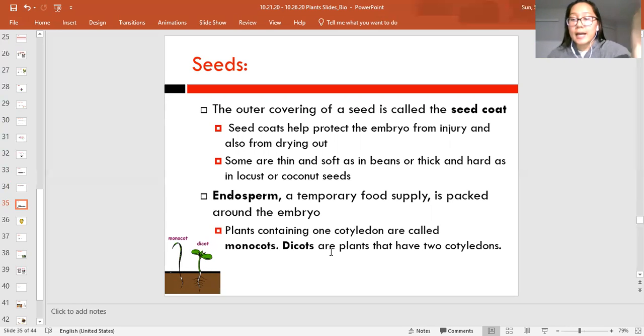Okay? Dicots are plants that have two cotyledons. So the example I keep going back to is beans, right? When you take a bean, you can actually split it in half evenly. It's already pre-split. That means it's a dicot because di means two, because there's two cotyledons, or there's two sections of the endosperm.